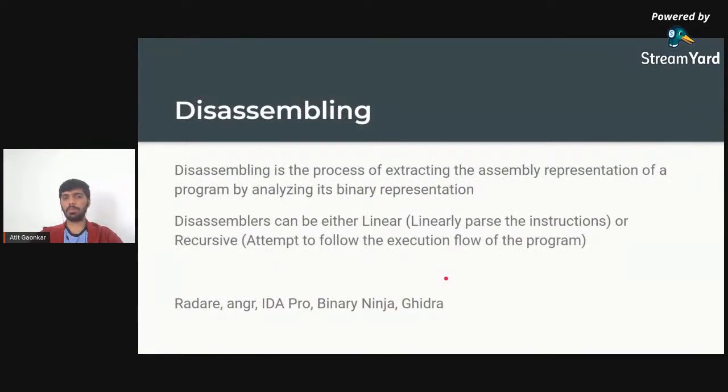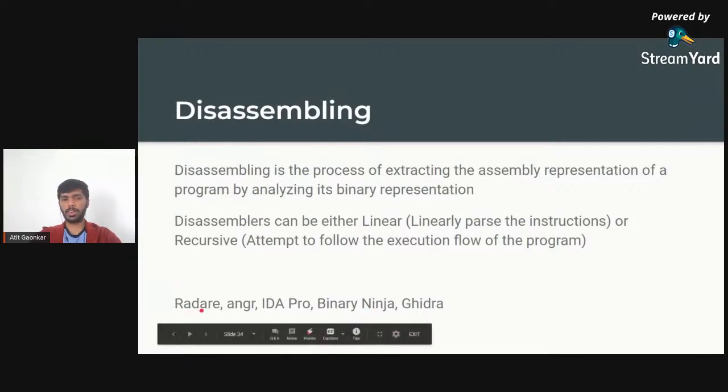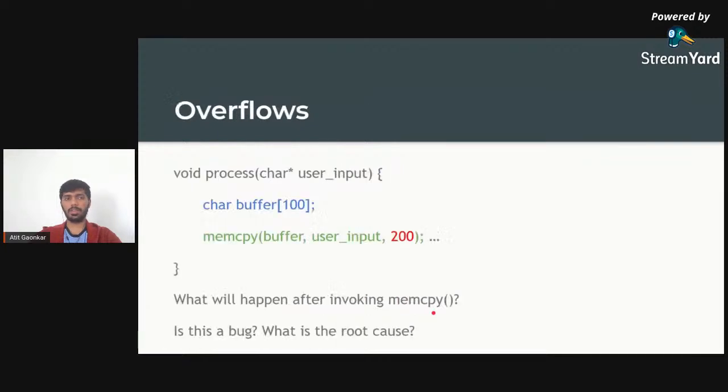Now, disassembling is the process by which you can understand, as we have seen with the strings function which prints out the strings from a given file. If you have the executable and want to know the actual code that made this executable, you can use a disassembler. You can use Radare, Angr, IDA Pro, Binary Ninja. I personally use Ghidra, which is open source on Linux.